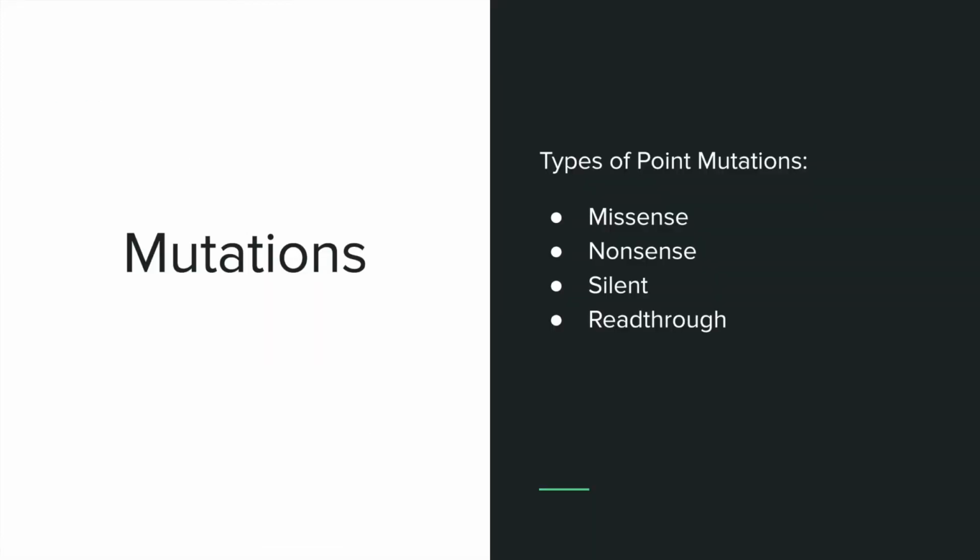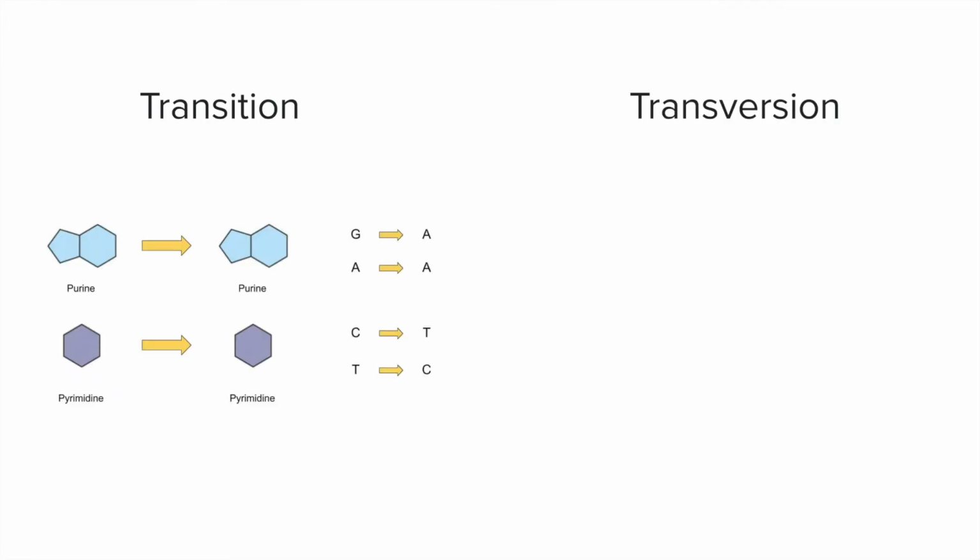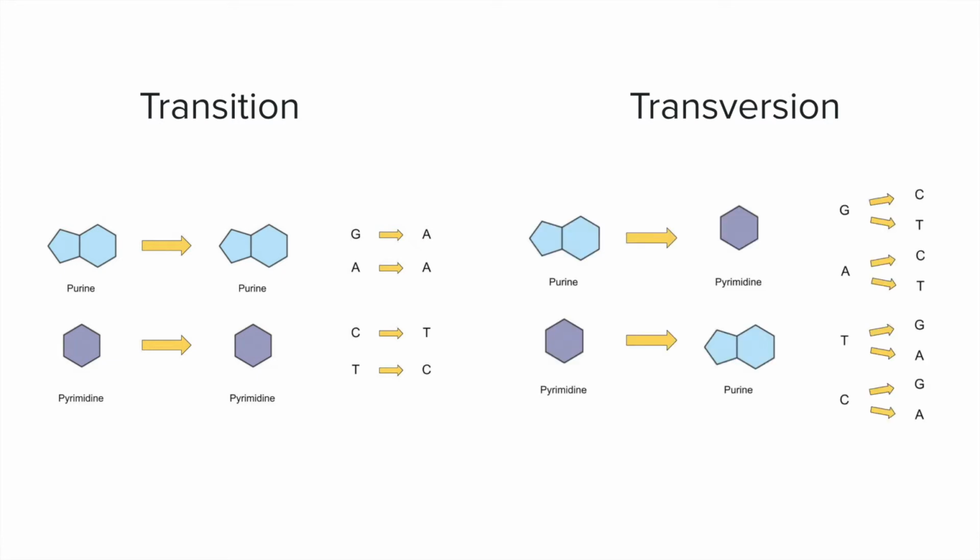There are 4 types of point mutations we will talk about today: missense, nonsense, silence, and read-through mutations. But before we talk about mutations, we need to understand the difference between transition and transversion. A transition is when a purine mutates into a purine or a pyrimidine mutates into a pyrimidine. And transversion is when a purine mutates into a pyrimidine or vice versa.